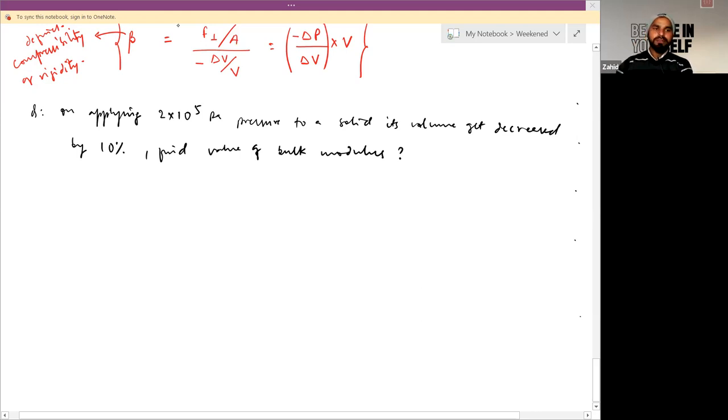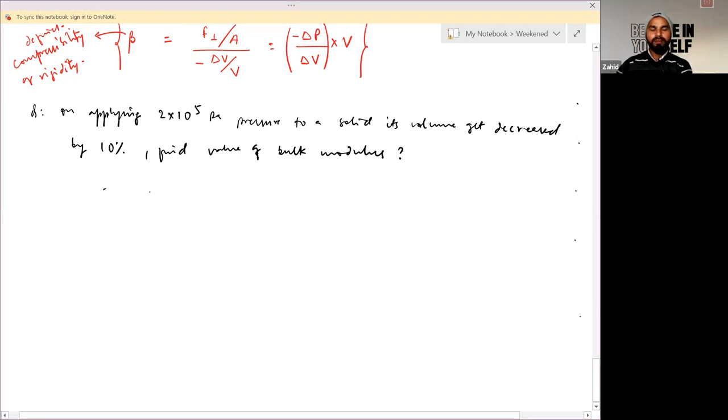Let's see in this part how to approach this problem. We have pressure equals 2 into 10 raised to power 5 Pascal. And the percentage change in its volume, we may write it as delta V divided by V into 100, is equal to 10. Since it is decreasing, there will be a negative sign. Now we have to find delta V by V from this part. So move this 100 to the other side. You will get minus of delta V divided by V equals 10 over 100. So this 0 and this 0 will cancel out, and you will get 1 over 10.